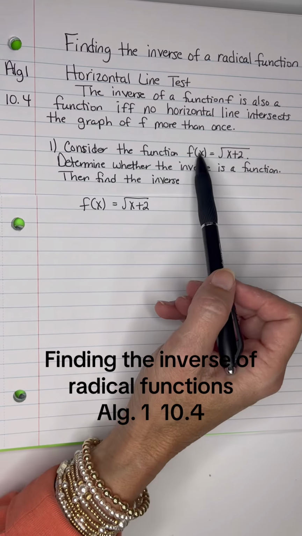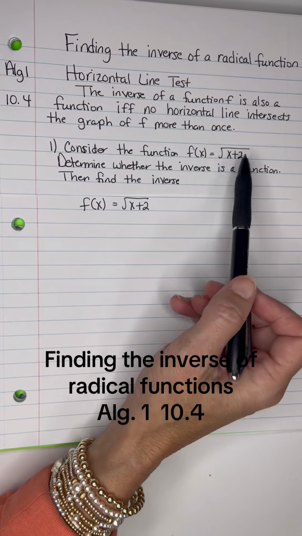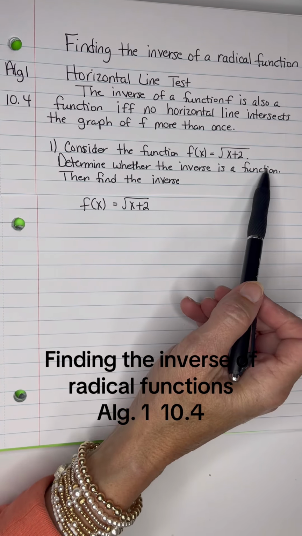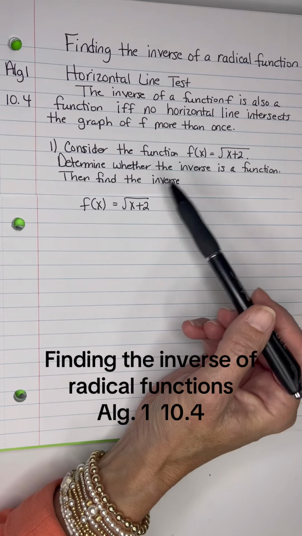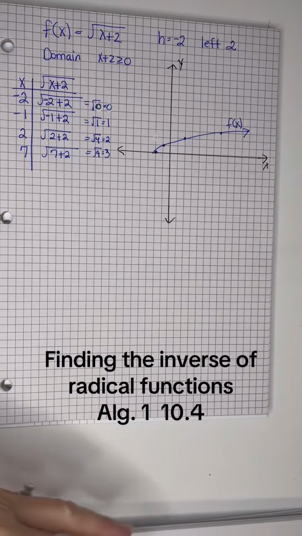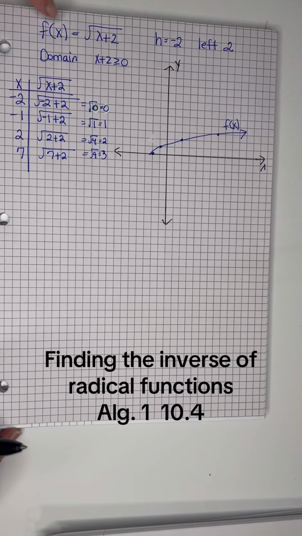Consider the function f of x equals the square root of x plus 2. Determine whether the inverse is a function. We're going to look at a graph and do the horizontal line test, and then find the inverse. So let's move this out of the way for a second. And we have f of x equals the square root of x plus 2.